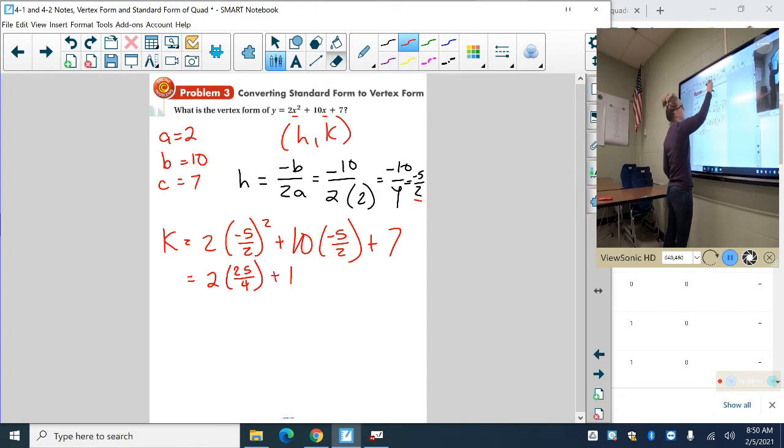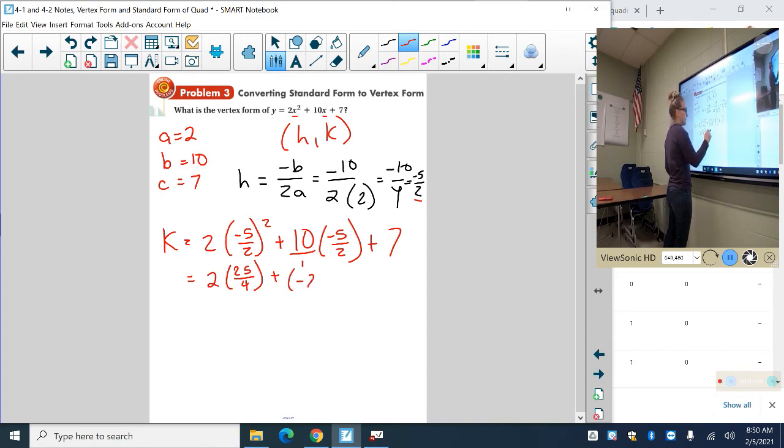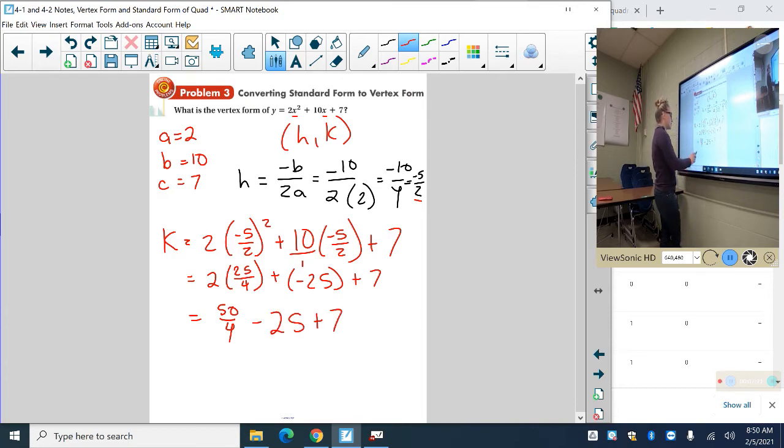Now I'm going to go ahead and multiply this. 10 times negative 5 is negative 50. Negative 50 divided by 2, because it's just over 1, is negative 25. Plus 7. So now I just have 2 times 25, which is 50, over 4, minus 25 plus 7. Now I'm going to change these all to have a common denominator of 2.